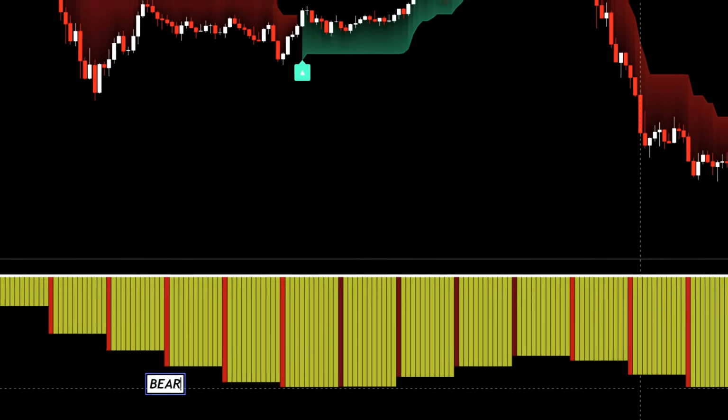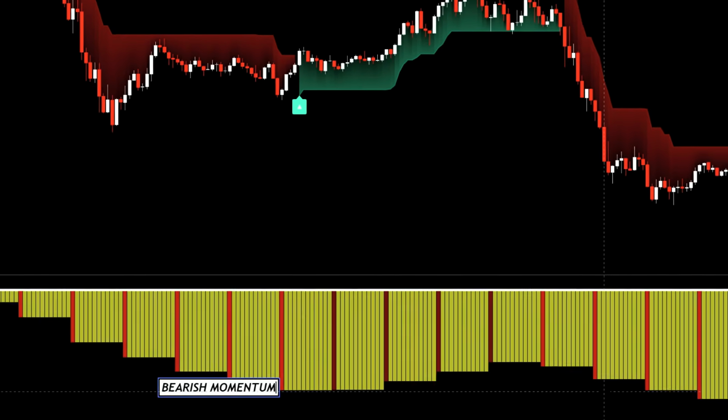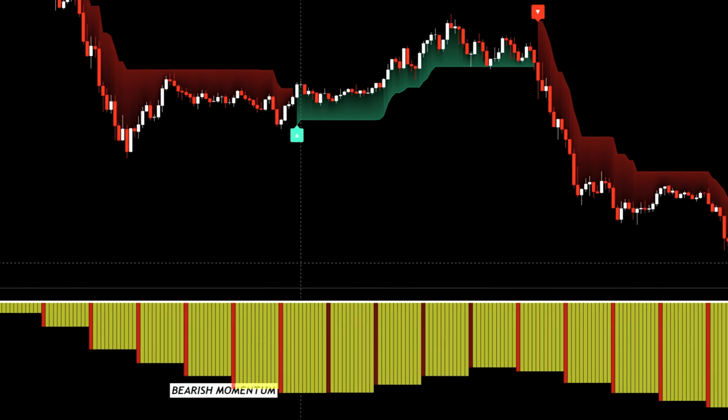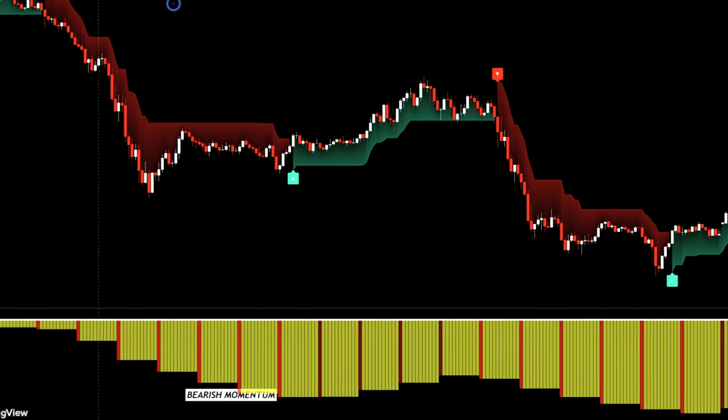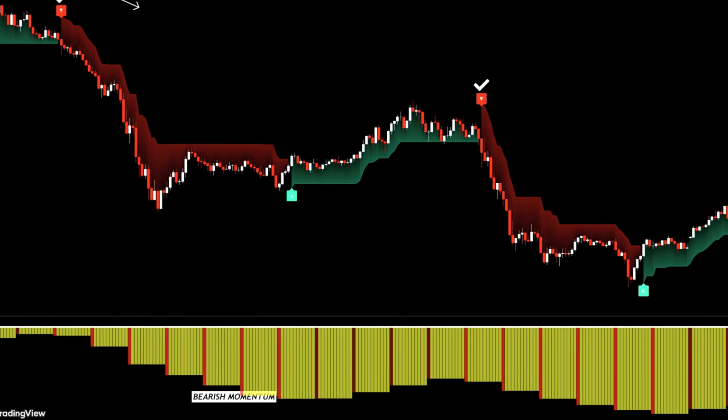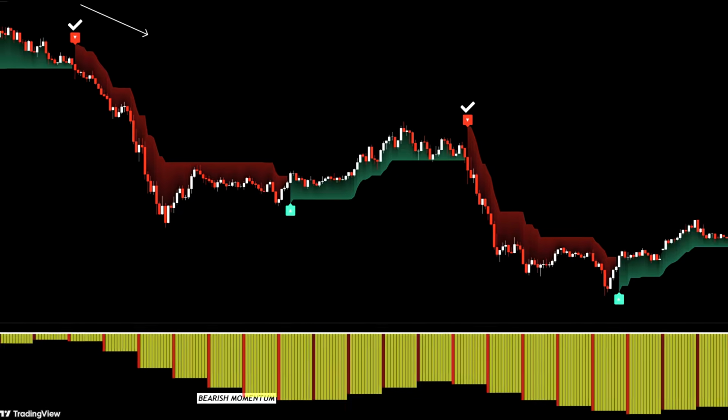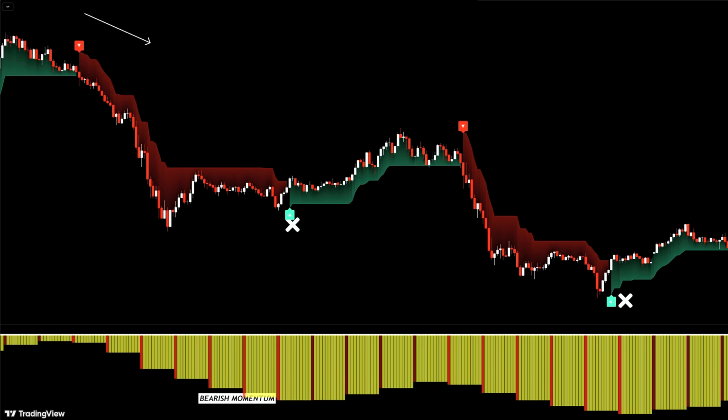Now look at the other example. Here the custom MACD histogram is below the zero level. This signals that the higher time frame momentum is bearish. The main trend is down. In this case, we only look for sell signals from the adaptive SuperTrend. The red labels here are valid sell entries. We ignore every single green buy signal because they are against the main trend. It's that simple for entries. Adaptive SuperTrend signal plus MACD histogram agreeing on the trend direction equals a valid trade setup.